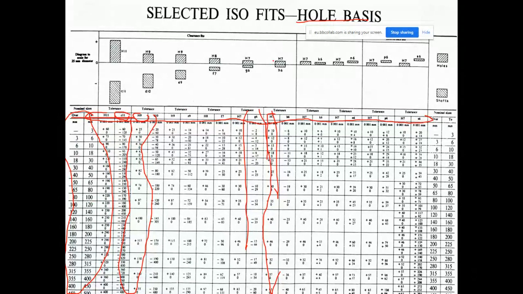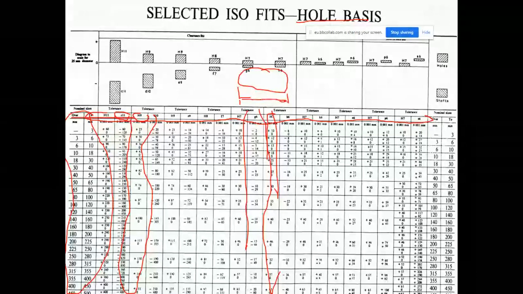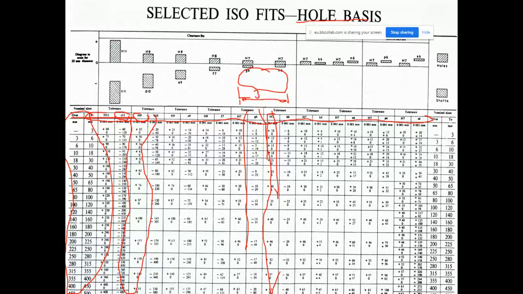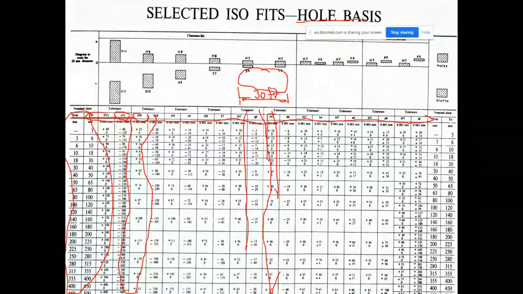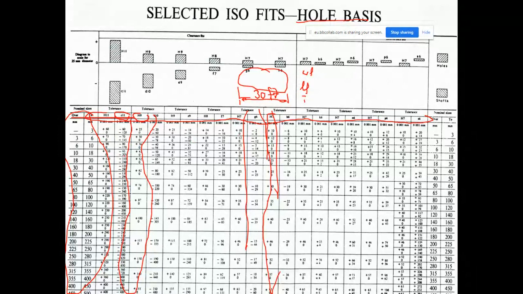What do I mean? I forgot the dimension, but let me write it one more time here. Say that this is our case in the example. We have a functional dimension. It is 30, shown as 30 F7. F7 is the IT grade. And our purpose is to determine the upper limit, lower limit, and the tolerance for this dimension.